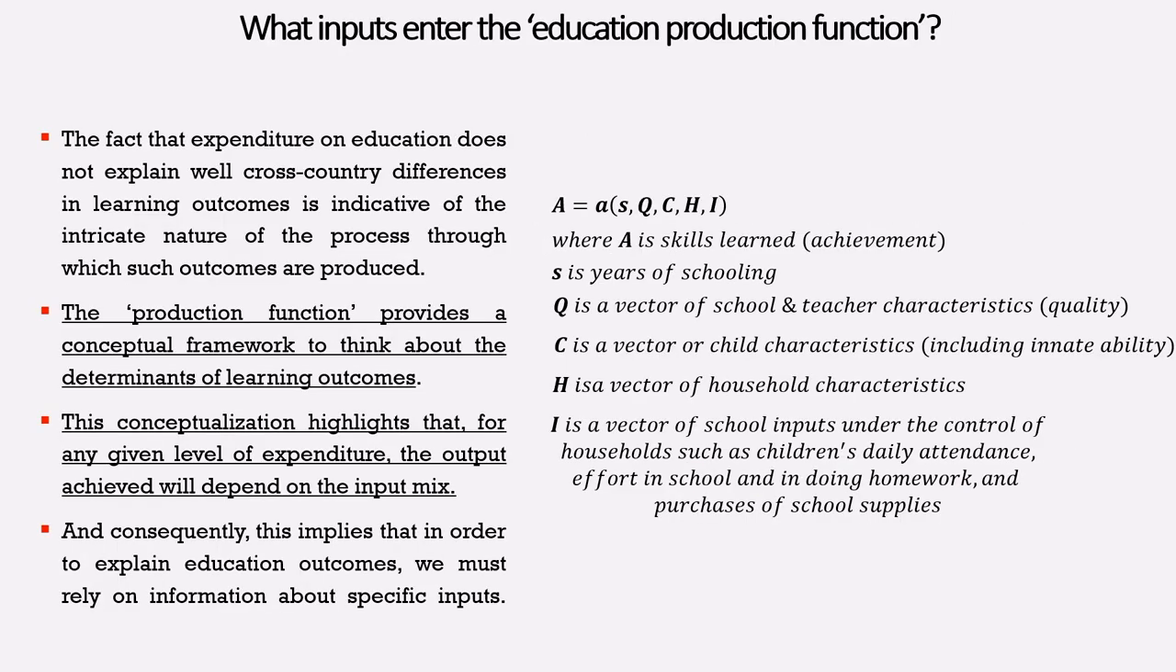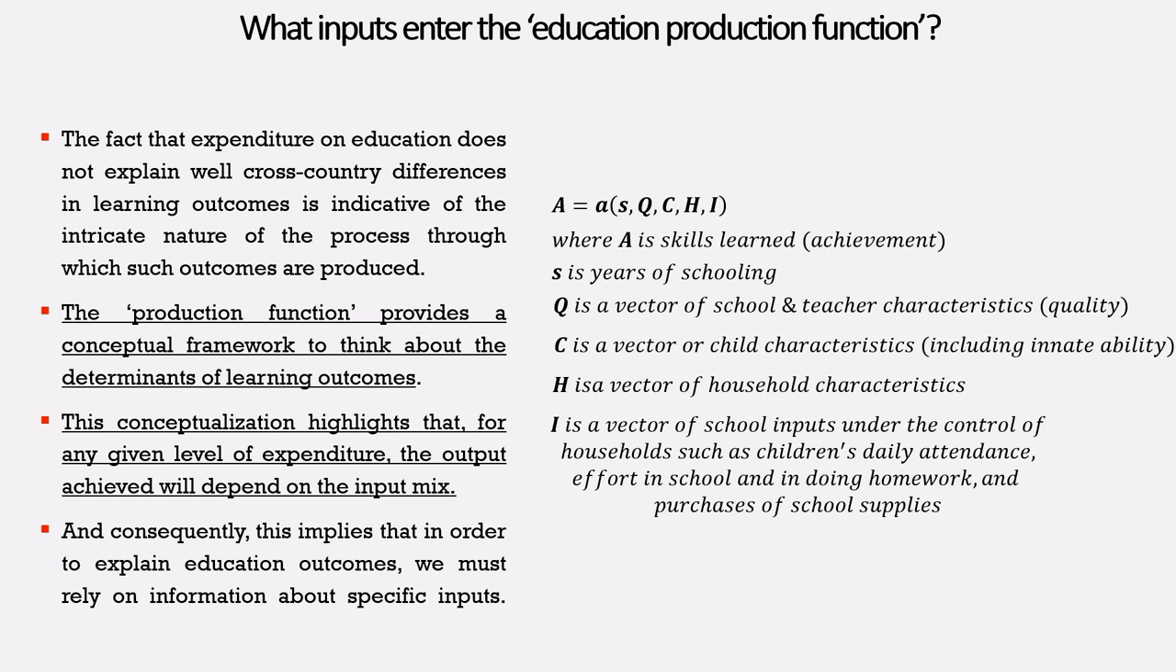In this module, we discussed a working definition of an education production function. And we looked at the variables that become a function of schooling, of achievement or skills learned in schools or education institutions. We discussed the fact that expenditure on education does not explain well cross-country differences in learning outcomes, and it is indicative of the intricate nature of the process through which such outcomes are produced.